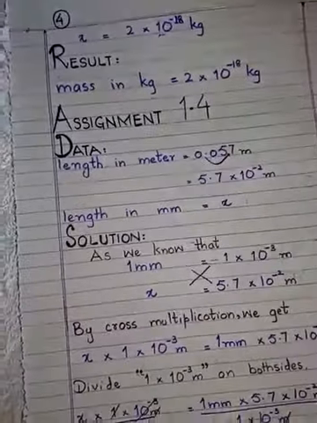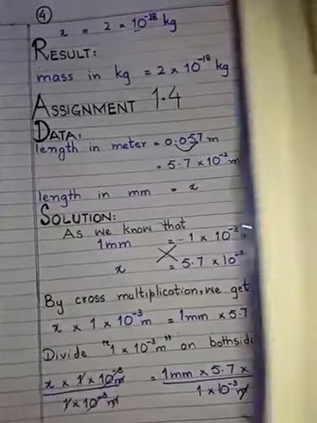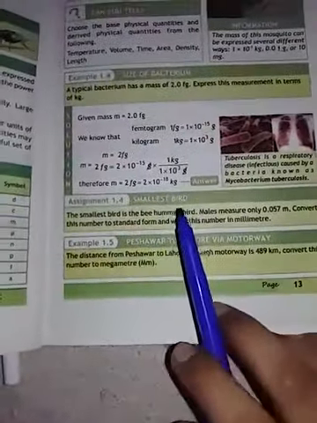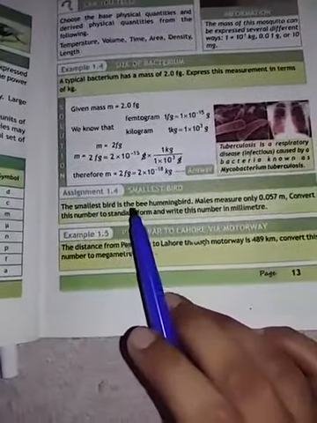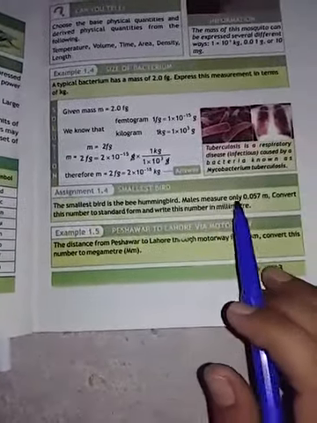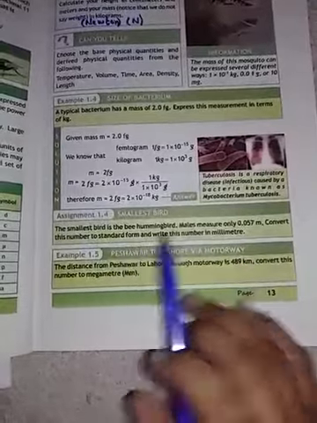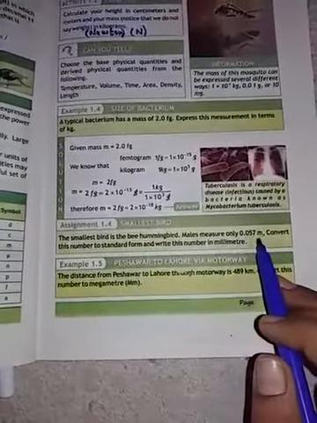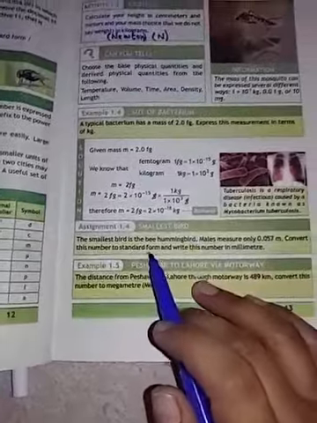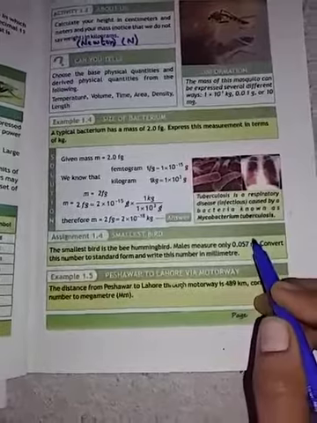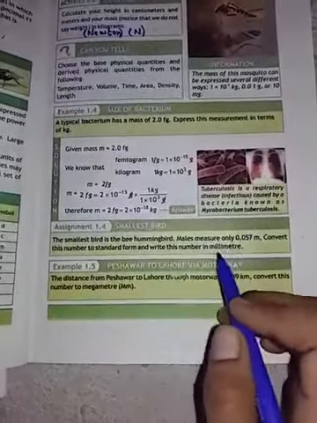Now, girls, the next one, assignment question number 1.4 on page number 13. Assignment number 1.4 is related to the smallest bird. The smallest bird is a bee hummingbird. The male measures only 0.057 meter. Convert this number to standard form. It means first we will convert this simple notation into scientific notation and write this number in millimeter, and then we will convert this meter into millimeter.